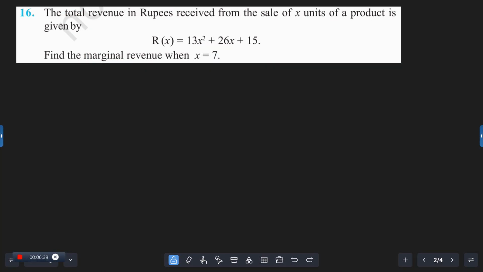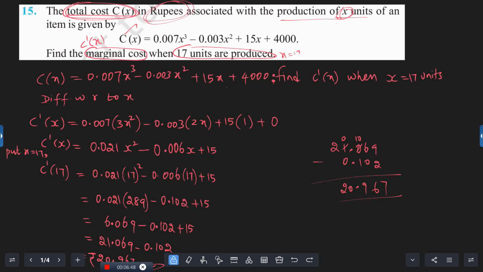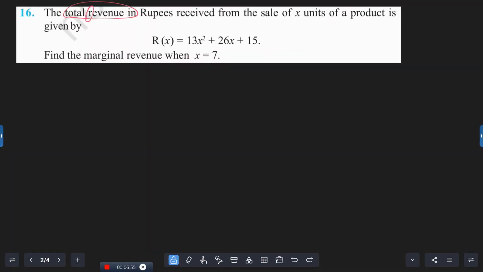Next, total revenue. Listen, in the previous question, children listen, in the previous we had total cost. Total cost means C of X. Here total revenue, revenue means R of X is given. Okay. So listen carefully. Both are the same concept. Total cost is given; marginal cost, if they ask to find, I told to differentiate. Here also, if they are asking marginal revenue, here also you want to differentiate.